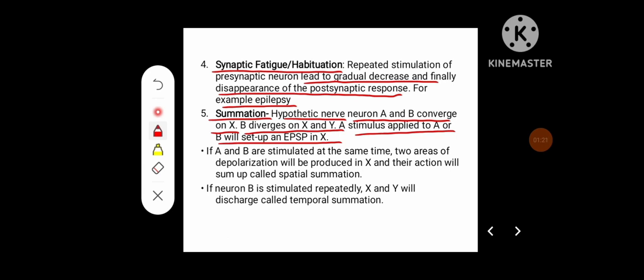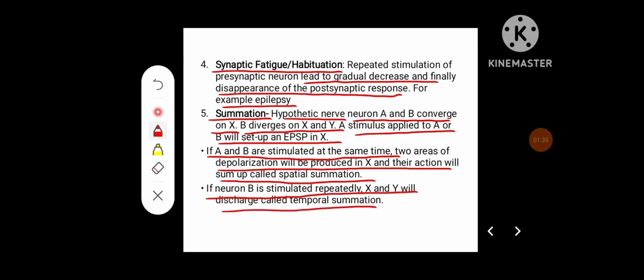So here, if A and B are stimulated at the same time, two areas of depolarization will be produced in X and their action will sum up, which is called partial summation. If the neuron B is stimulated repeatedly, X and Y will discharge and it is called temporal summation.